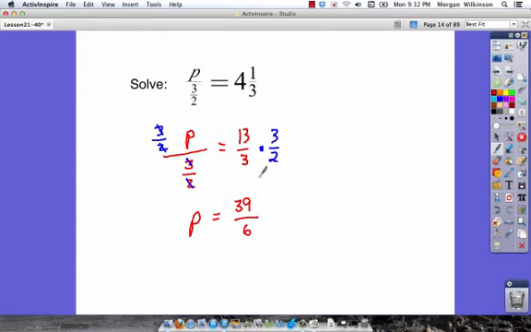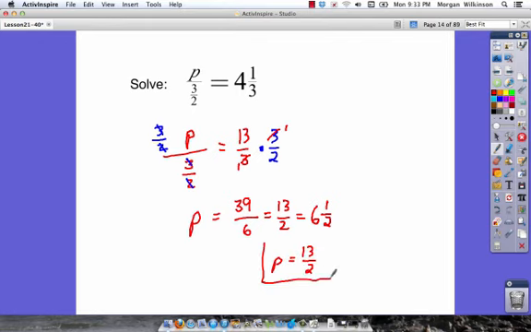Now we can reduce that. We could have simplified before we multiplied as well. Notice that the 3 and the 3 cancel, a 1 and a 1. So we must get 13 over 2. We could have gotten that by dividing both of these numbers by 3 as well. So 13 over 2 is the same thing as 6 and 1/2. So we've got our final answer. P is equal to 13 over 2.